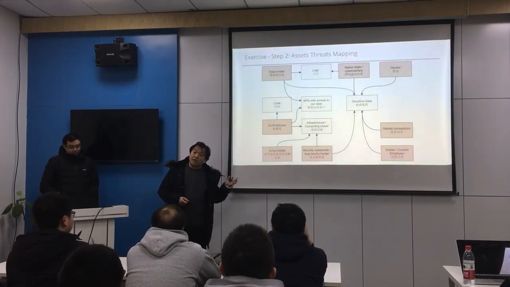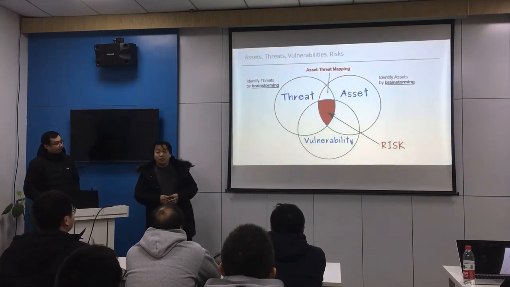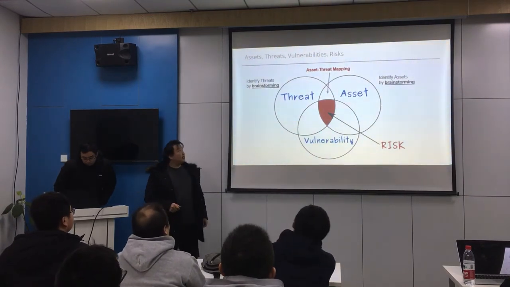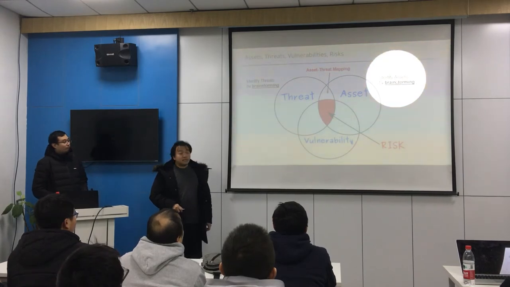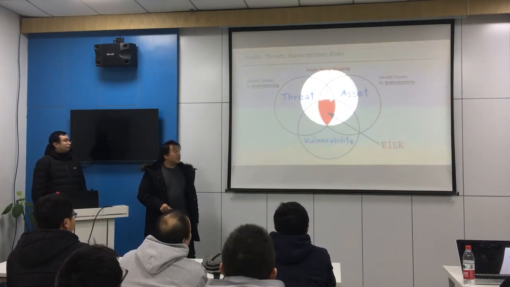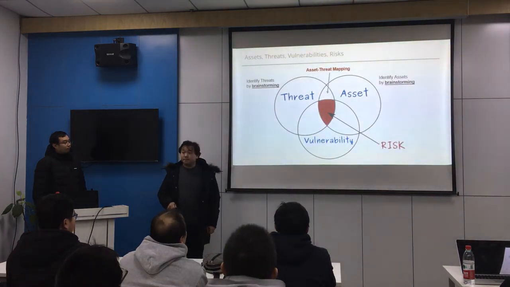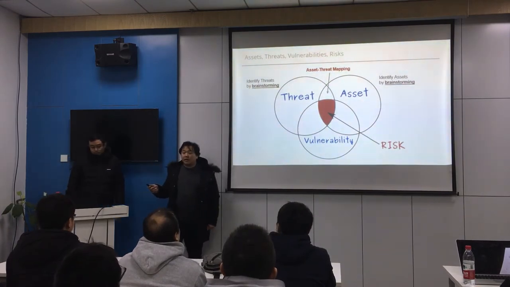We're going to use this threat model to actually create another threat model later on. So we're going to go back again to this Venn diagram. Remember, the first exercise is to identify threats by brainstorming and identify assets by brainstorming. The asset threat map is really this intersection right over there. That's the asset threat mapping. All right, Drury is going to give a summary real quick on the exercise.